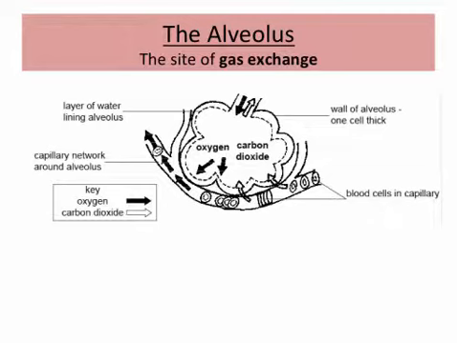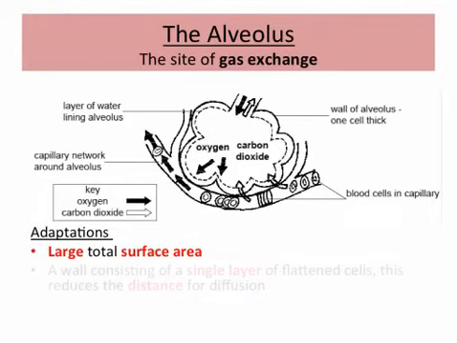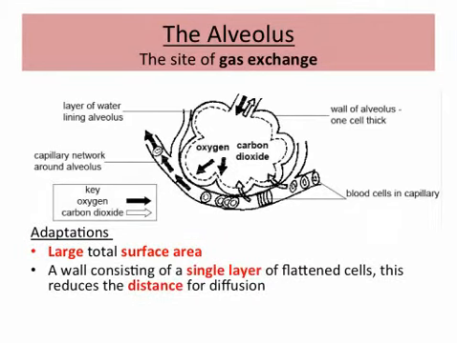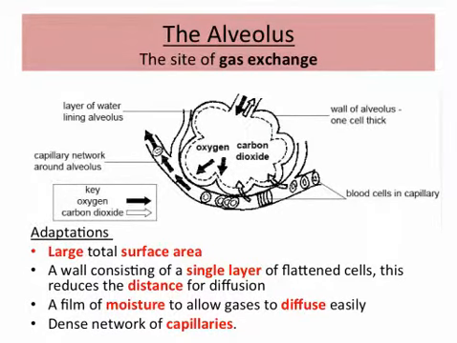The alveoli are very well adapted for their function. Their adaptations are they've got a very large total surface area. They've only got one layer of cells around the outside. This means that the distance for diffusion is very small. They've also got a layer of moisture, and this allows the gases to diffuse easily. And a very, very good blood supply with a dense network of capillaries.